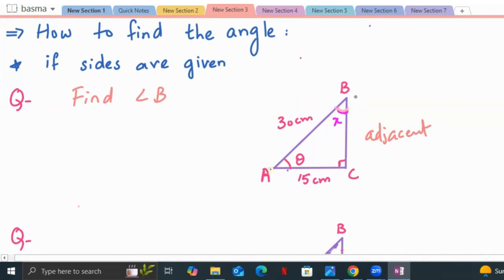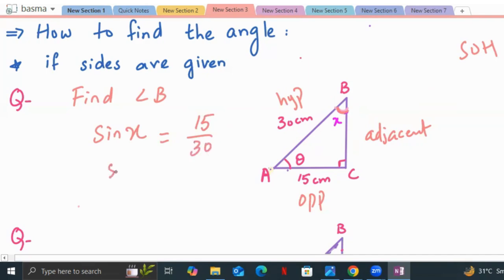Fine. So for angle B, you now need to find what two lengths are given. We are given opposite and hypotenuse. So using SOH CAH TOA, you know that the ratio which has opposite and hypotenuse in it is going to be the sine ratio. So I'm going to apply sine of x, because my angle is x, equals opposite, which is 15, over hypotenuse, which is 30. So sine of x equals, when you simplify 15 over 30, 1 by 2.